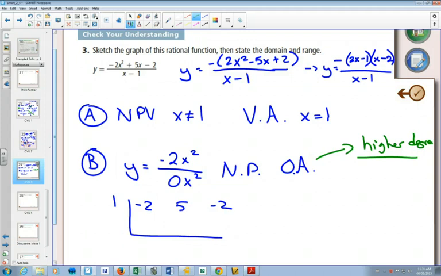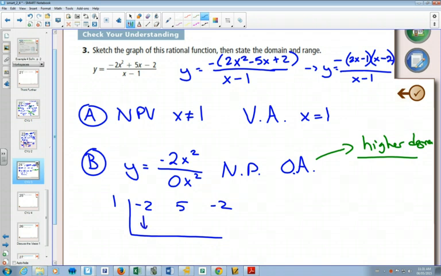If you look at the previous one, you had the same degree on the top and the bottom. That's going to give you your horizontal asymptote, whenever it's the same. But when it's higher on top, you're going to have an oblique asymptote. We're going to see one in example 4 that has asymptotes and a hole. So that's possible as well.